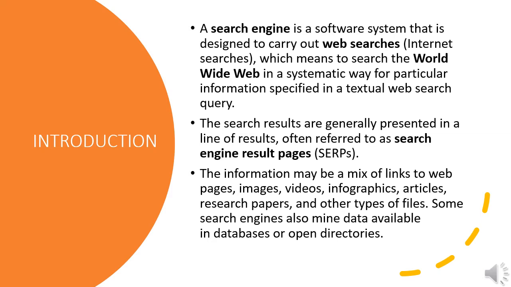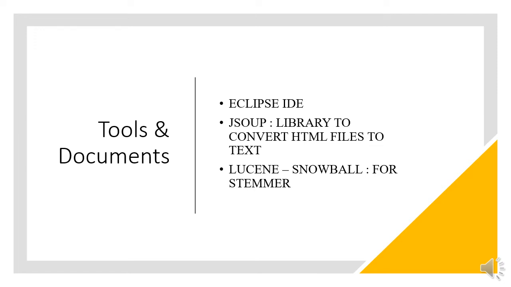types of files. The tools and libraries used for developing this search engine are: we have used Eclipse as the IDE for developing the search engine, a JSON library for parsing HTML files to text, and the Lucene Snowball library for the stemming process, that is for deriving the base word. Now Heta will start with the functionalities of the search engine.